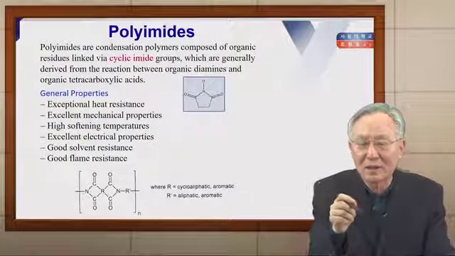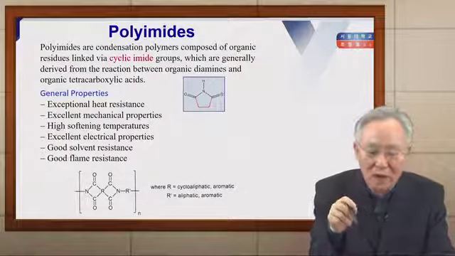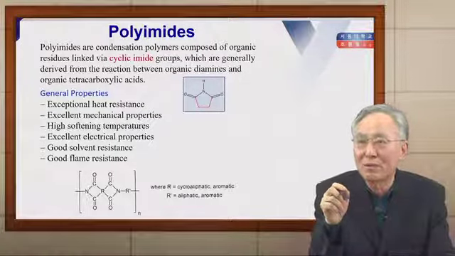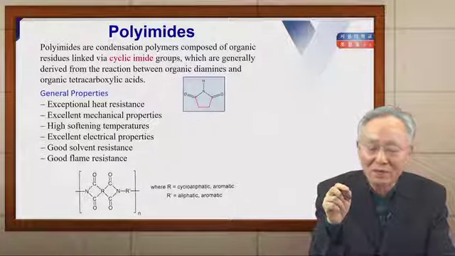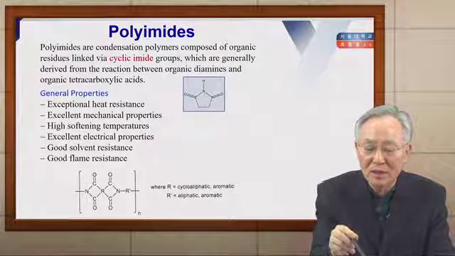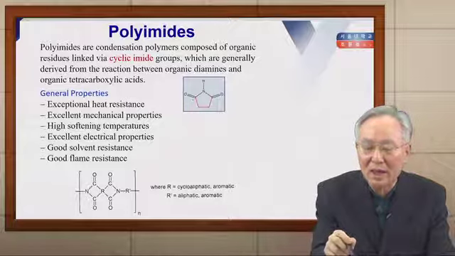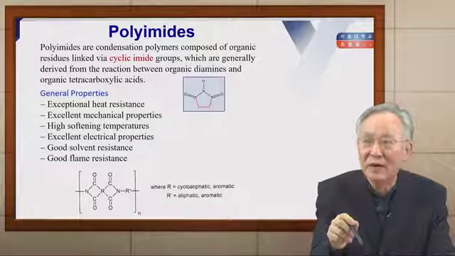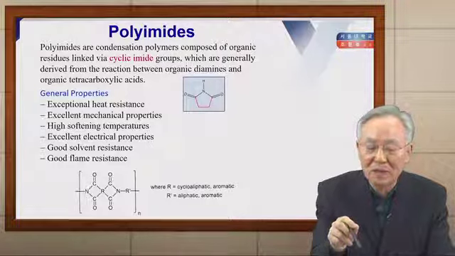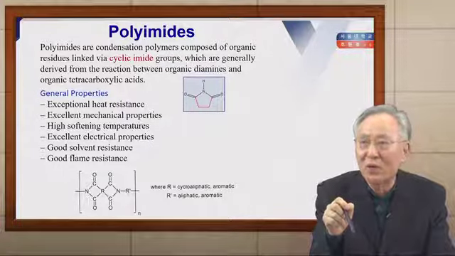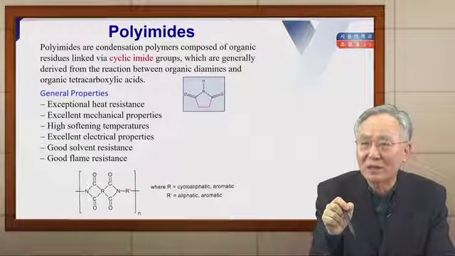Now, this is the last subject of this lecture, polyimides. Polyimides are condensation polymers composed of organic residues linked via cyclic imide groups. What is a cyclic imide group? CO-NH-CO. This group is called the imide group. The imide group is cyclized here, and then this group is called a cyclic imide group. These cyclic imide groups are generally synthesized from the reaction between organic diamines and organic tetracarboxylic acid.